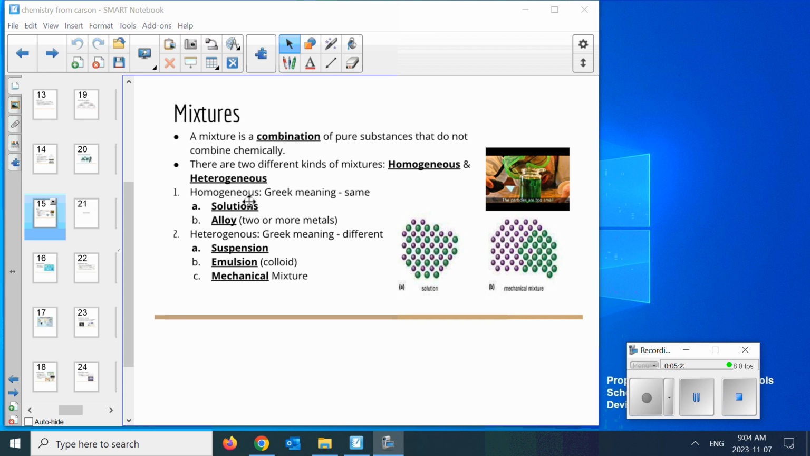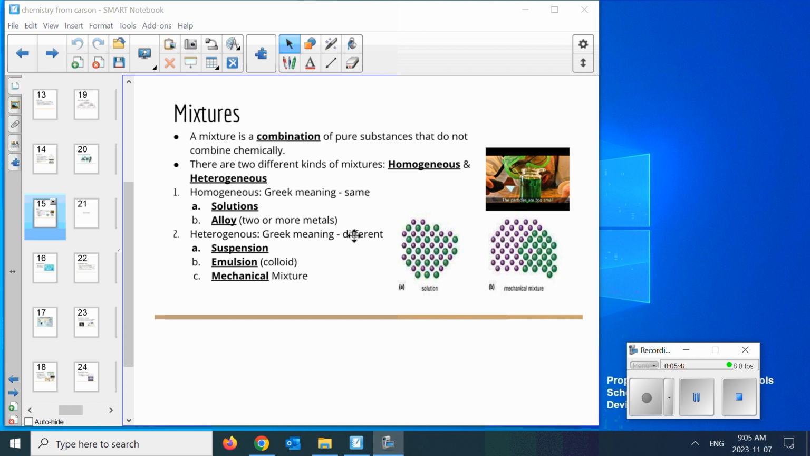An alloy. So if somebody has a gold ring, that's actually an alloy. It's not solid gold because solid gold's too soft. It's an actual sort of solid mixture. Usually if it's yellowish, it's probably copper and gold mixed together in a solid solution, an alloy of two or more metals.